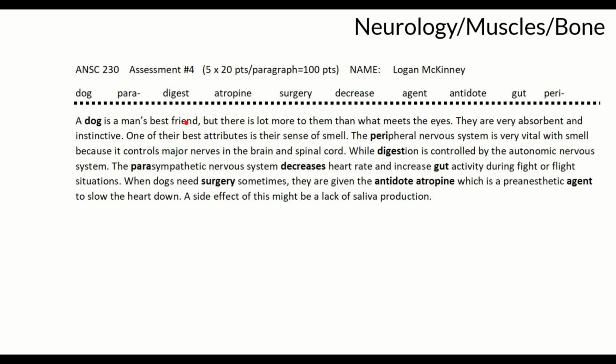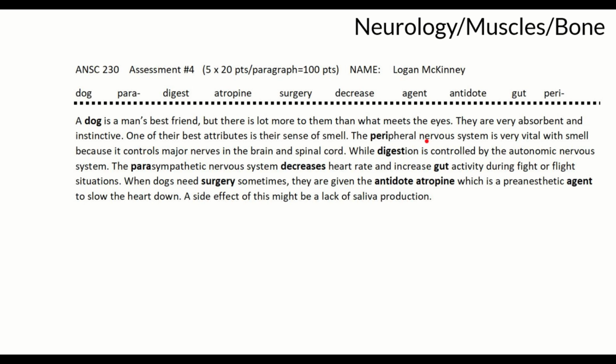A dog is a man's best friend. Yes, buddy, I agree with that, but there's a lot more they can do than that. They are very absorbent. Dogs are very absorbent. Okay? Does not compute. They have a lot of instincts, but all the animals do. One of their best attributes is their sense of smell. I totally agree on that. I mean, my gosh, one of our border collies can run past a tennis ball that we played catch with 3 weeks ago, and the sense of smell just stops him and he finds the ball.